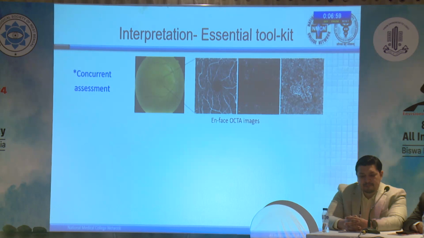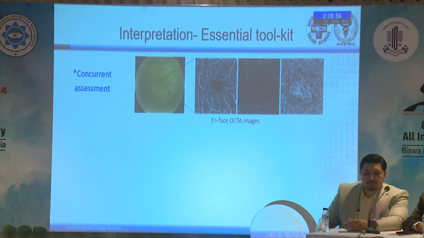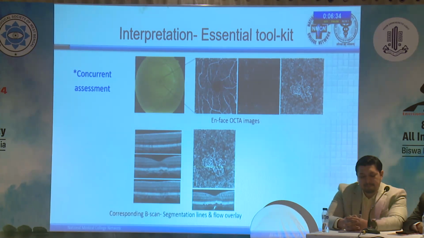Now coming to the interpretation, whenever you are interpreting an OCT angiography image, you have to do a concurrent assessment of multiple things that you have to take care of. First, you have to make sure that the area of interest is captured and the scan is properly centered. Then you come to the en-face OCT images in different slabs. Before jumping to any conclusion on these images, you need to check the corresponding B scans, whether the proper segmentation is done or not, whether, if you're looking at the superficial plexus, it is segmented from the ILM to the IPL or not in the OCT B scan.